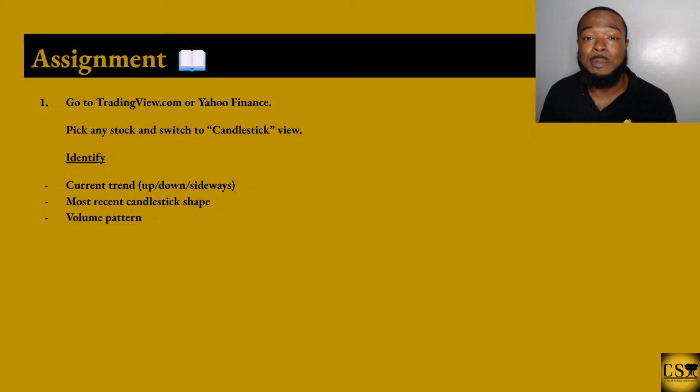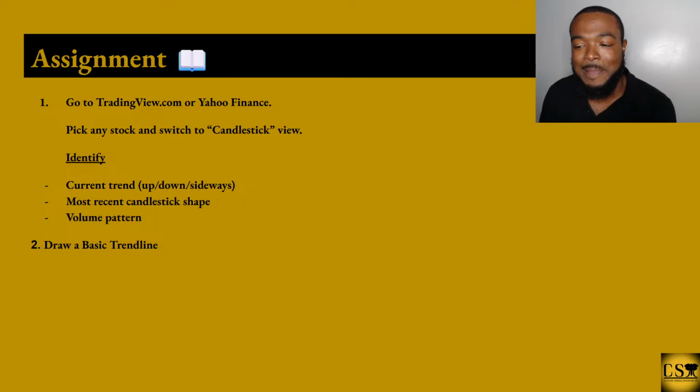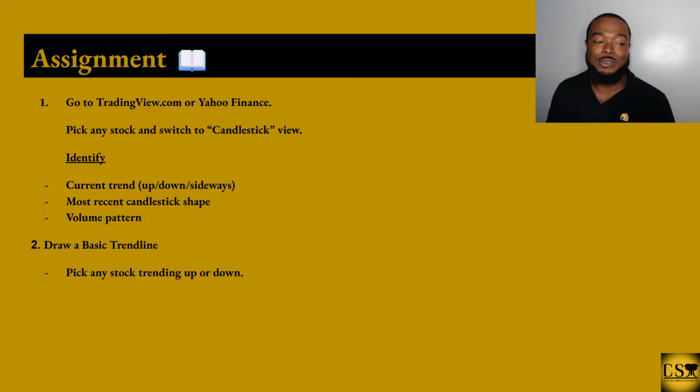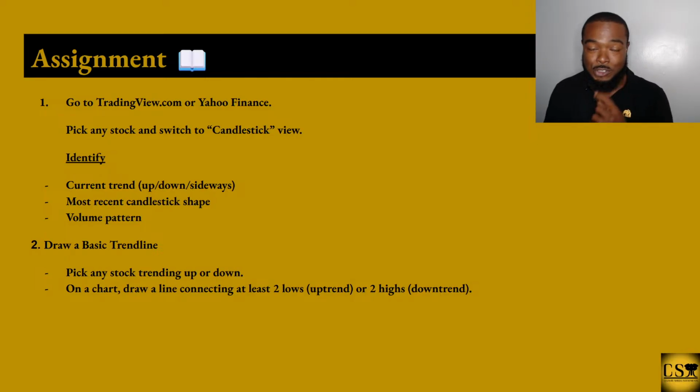Now, what is the volume pattern? Do we have an increase in volume in this company over the last 7 days? Let's do 7 days. Is there an increase or decrease in volume over the last 7 days in this company? And then I want you to draw a basic trend line, based on what I showed you today. I'm always going to give you assignments to make sure you're paying attention. How do you draw a trend line? I showed you. Pick any stock trending up or down and draw your trend lines. And then we're going to use those trend lines.